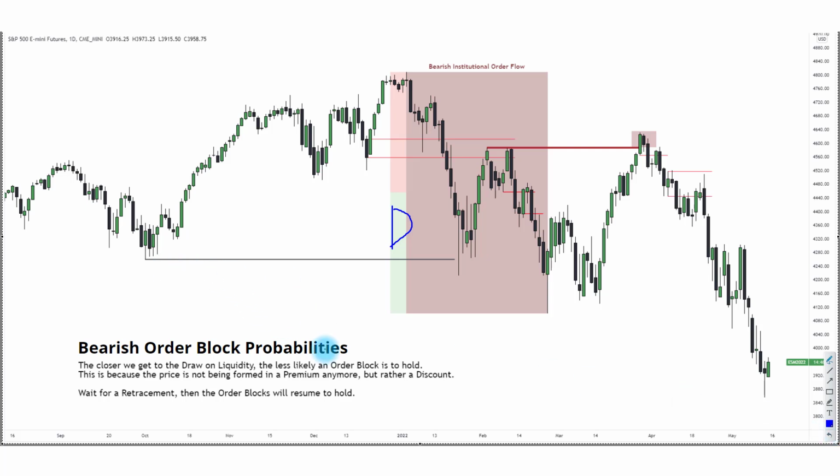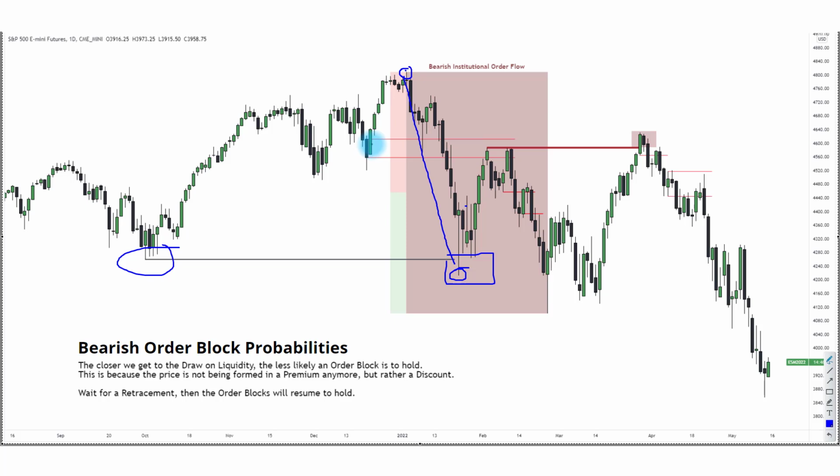So the closer we get to a draw on liquidity, the less likely the order block's going to hold. Okay, this is when it takes out a low that's extremely discounted, remember. So we're going to have to wait for price to trade back into a premium. So price, what's the trading range? Well, here to here, that's one.